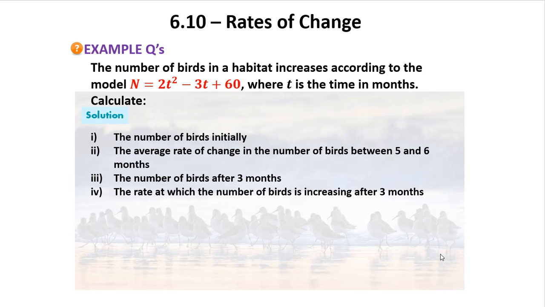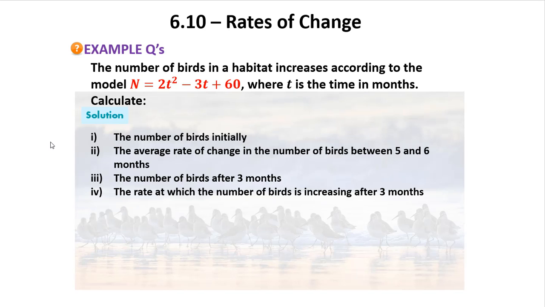So let's look at an example question. We've got the number of birds in a habitat increases according to a model we've been given. The number of birds n is equal to 2t squared minus 3t plus 60. And importantly, t is the time, and it's in months. Calculate the initial number of birds, the average rate of change in the number of birds between 5 and 6 months, the number of birds after 3 months, and the rate at which the number of birds increases after 3 months.